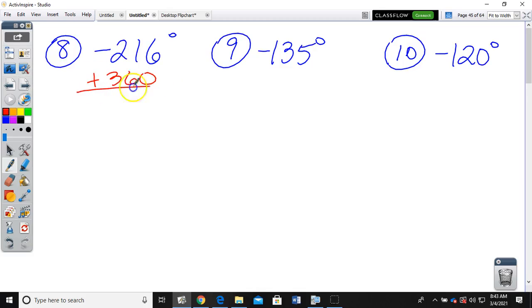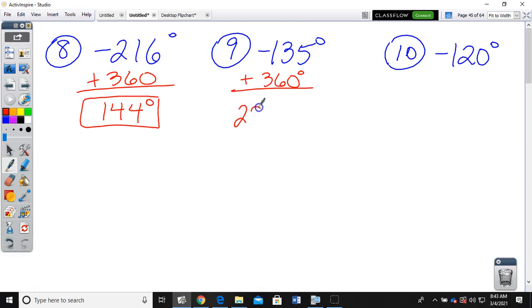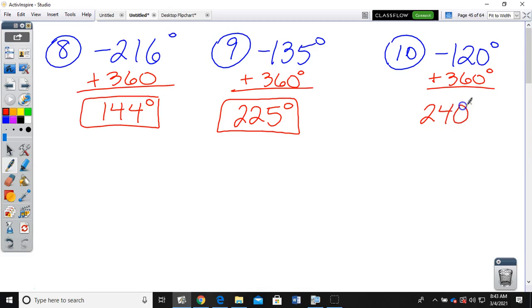So if I add 360 to that, what do I get? 144 degrees. Done. If I add 360 to that one, I get 225 degrees. And if I add 360 to this one, I get 240 degrees.